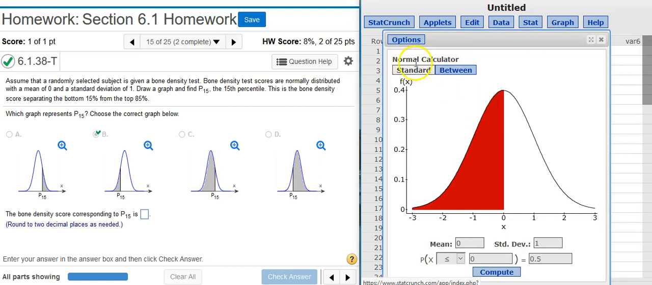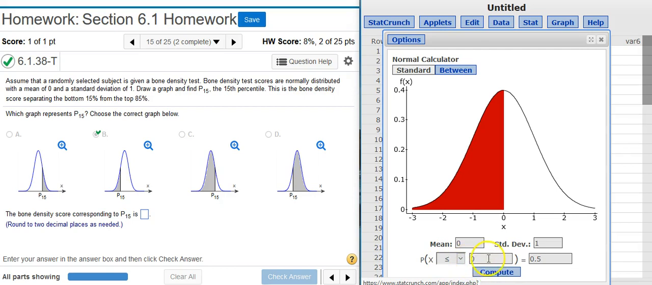The reason why I'm using the normal calculator is because it says in the problem statement that our scores are normally distributed. So here's my standard normal distribution. The mean is 0, standard deviation is 1. Those are the default values here in the calculator, so I don't need to make any adjustments there. I want the area to the left, and that's the area that's shaded here, so I don't need to do anything with the inequality sign here. I want to make sure that's to the left, and it is.